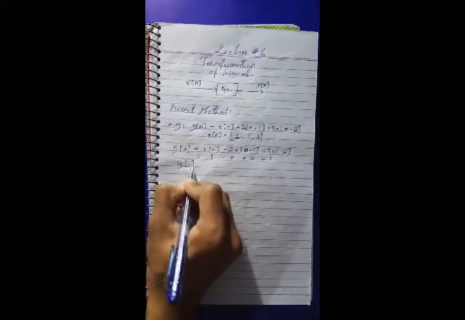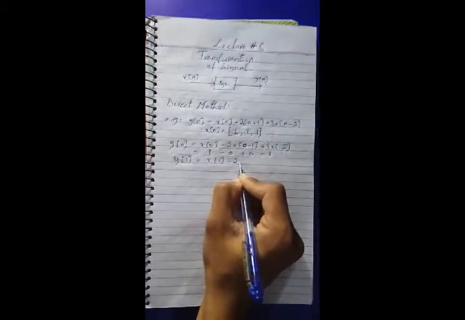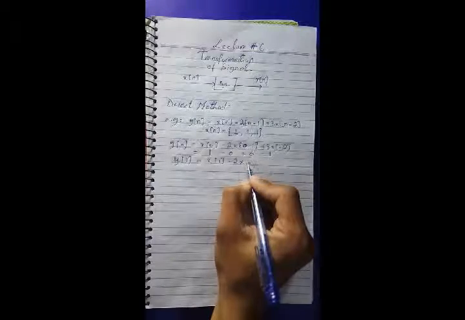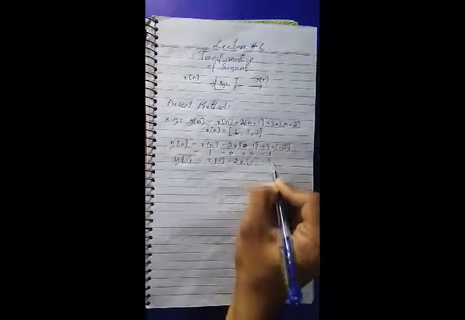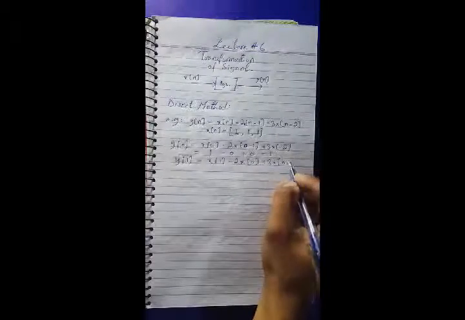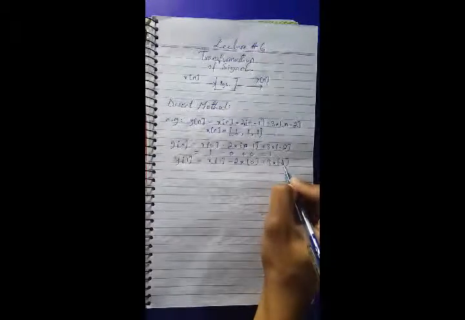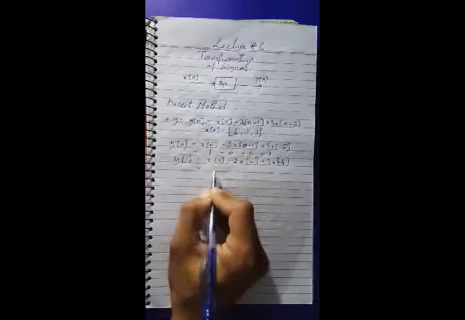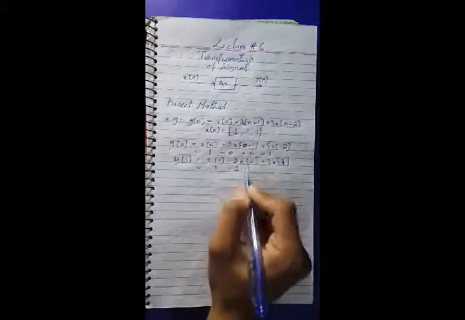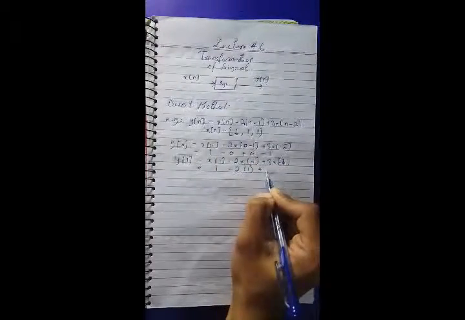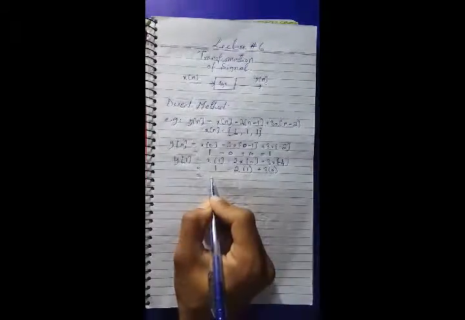Again we will find y of 1, which is equal to x of 1 minus 2 into x of 0 plus 3 into x of 0 minus 1. So x of 1 is 1, 2 into x of 0 is 1, plus this is 0, and we again get the value 1 minus 2, which is minus 1.